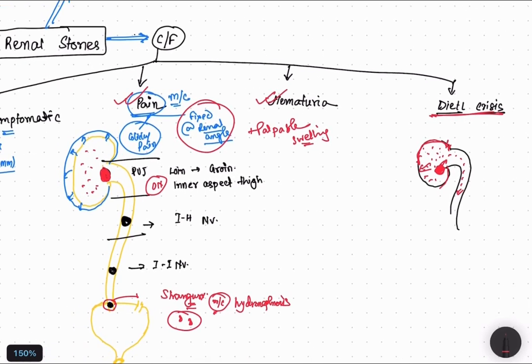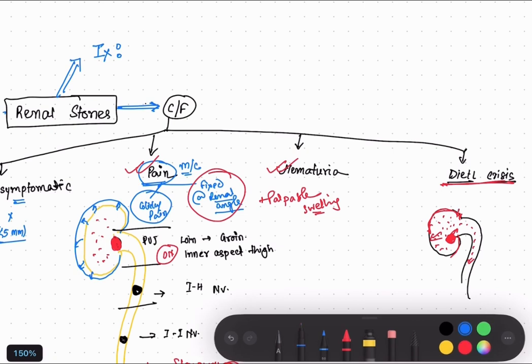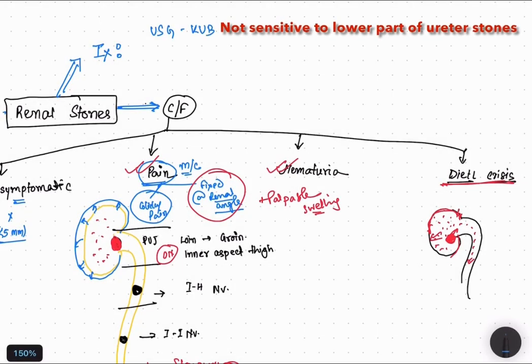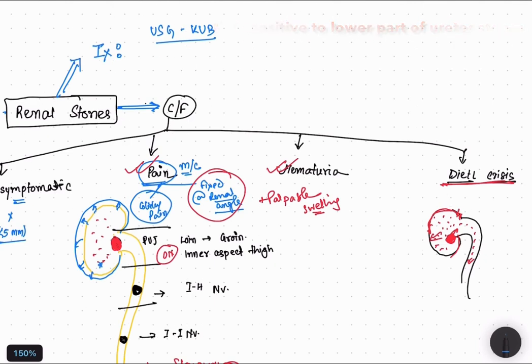What do we do? The investigations we do here are USG, ultrasound KUB. But remember, USG KUB is not sensitive for stones in the lower part because there is bowel shadow in front of them, which can minimize the exposure. So the investigation of choice is always non-contrast CT scan of the abdomen, or you can write NCCT KUB, which is the investigation of choice. Now coming to how we are going to manage this condition.